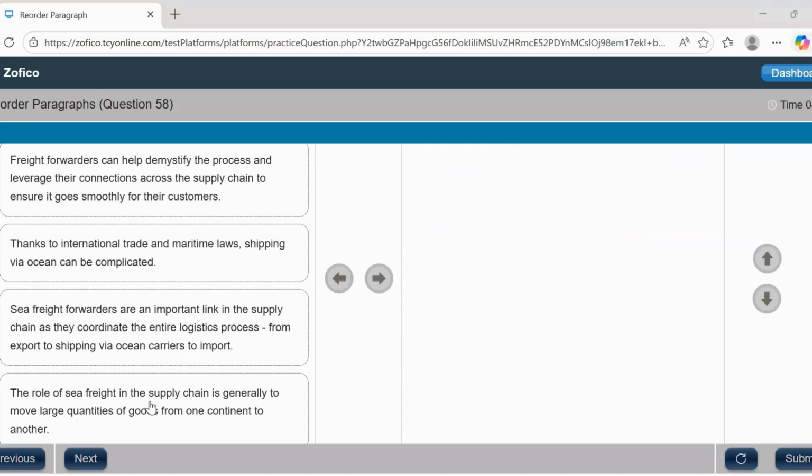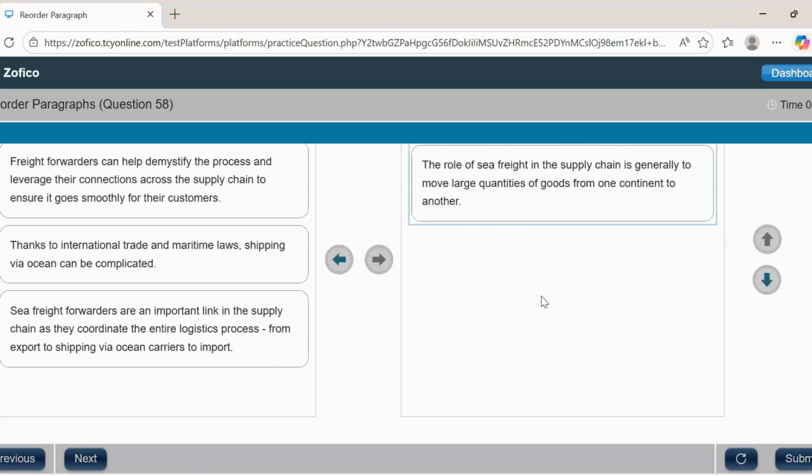So we will place this one at the first position. Now see, which should be the next information. What they are talking about, the role of sea freight in the supply chain is generally to move large quantities of goods from one continent to another.